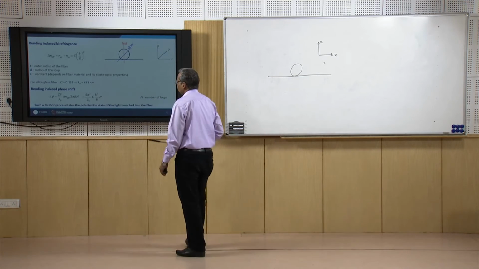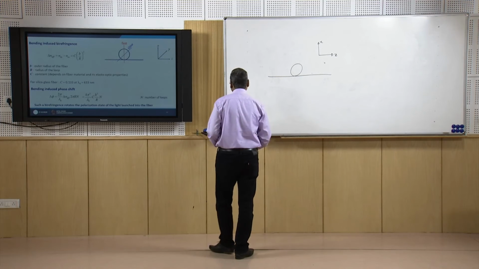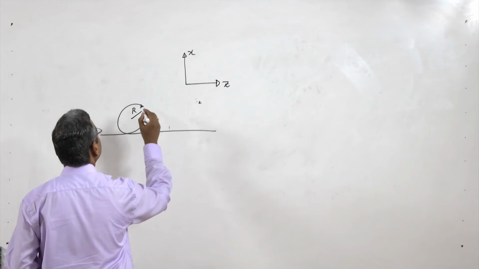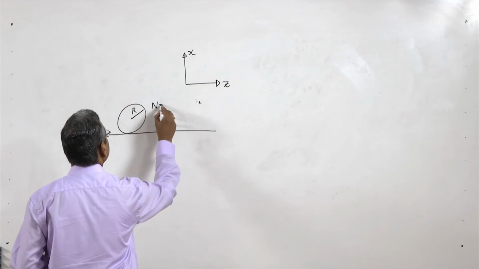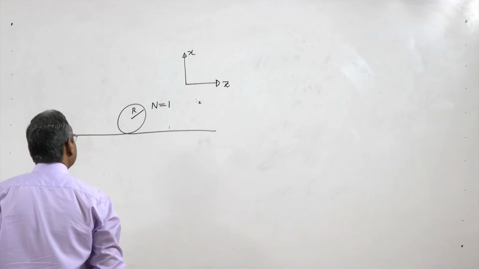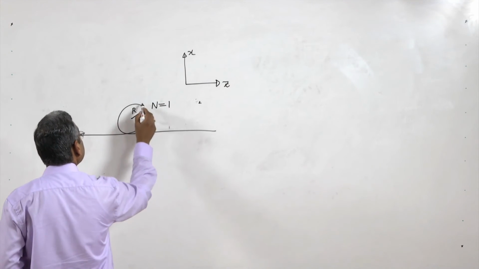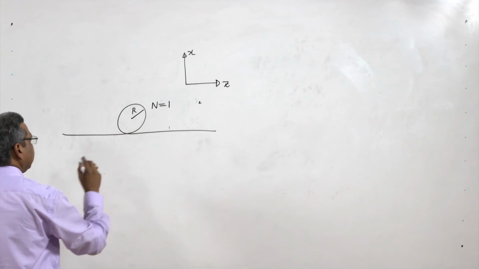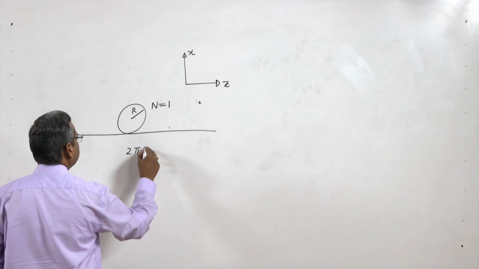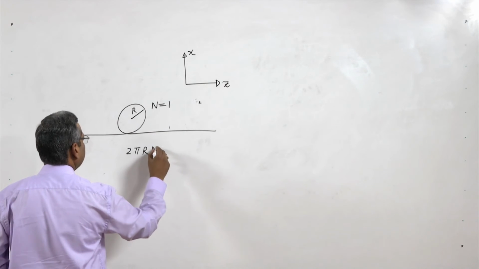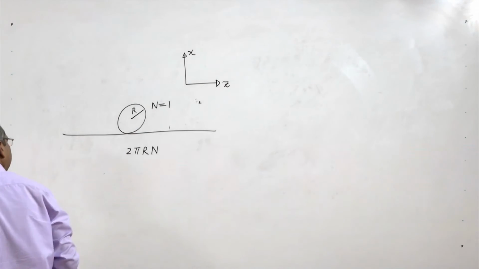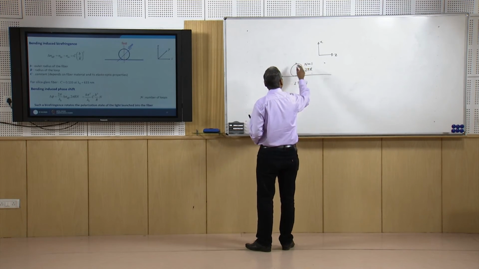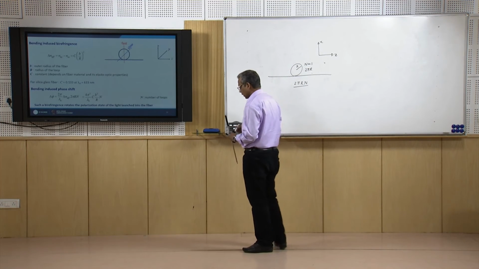Let us say after one loop, if I have one loop of radius capital R, and the number of loops is n equal to 1, then how much length does it travel when it goes through this loop? So, the length would be 2 pi R times n, and if n is equal to 1, then it is 2 pi R. So, for n number of loops this distance would be 2 pi R n.